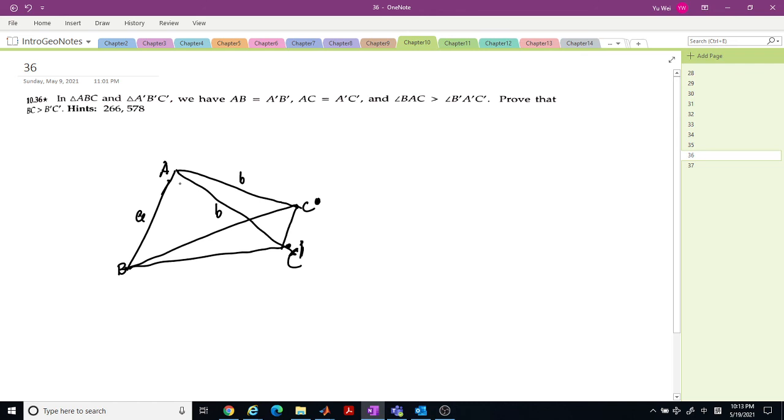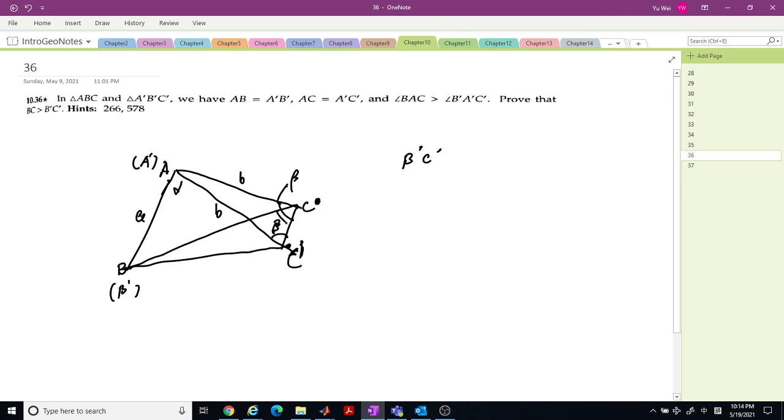So let's assume this angle is alpha, then we want to prove BC is greater than B prime C prime, right? This is also B prime, and this is also A prime. So let's think this angle is beta. Then this angle is also beta, right?